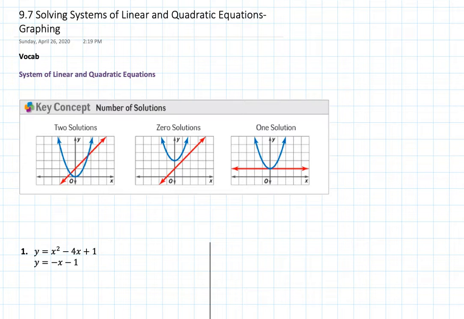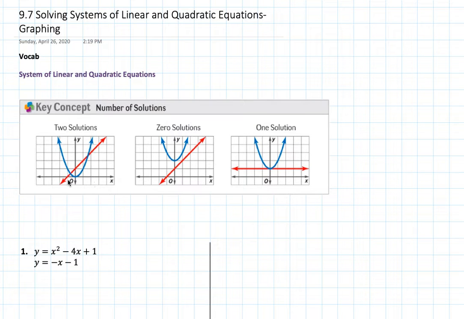So, our vocab is just system of linear and quadratic equations, which means it's a set of two equations. One of them is quadratic and one of them is linear. When you have a system of linear and quadratic equations, you can have two solutions, zero solutions, or one solution.